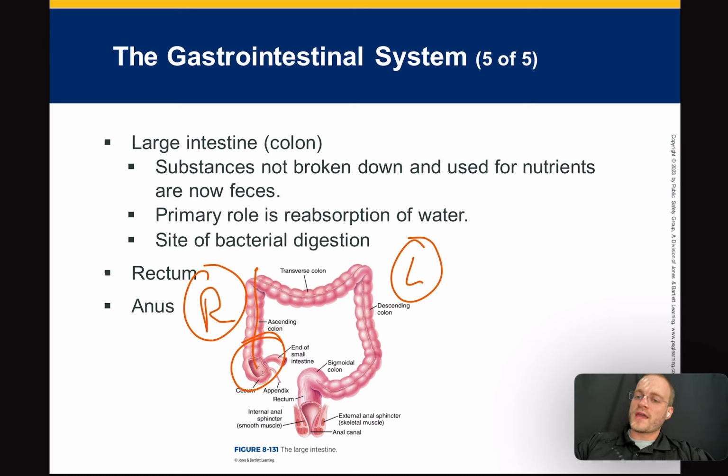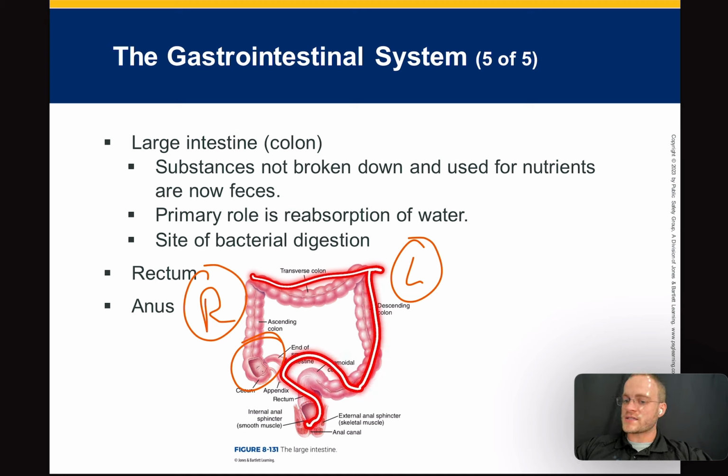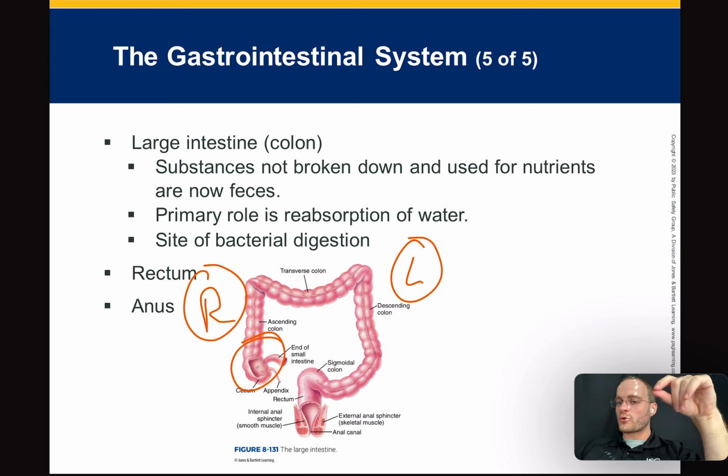It goes through the ascending colon, transverse colon, descending colon, the sigmoid colon makes an S, into the rectum and expelled through the anus, right? And so you do need to know that order, okay?